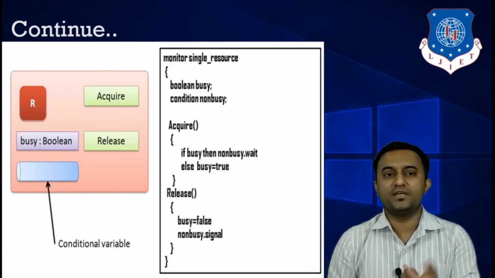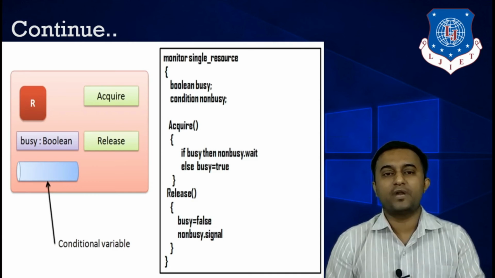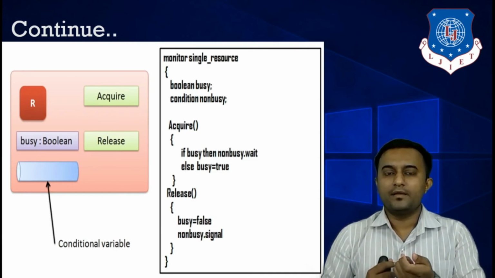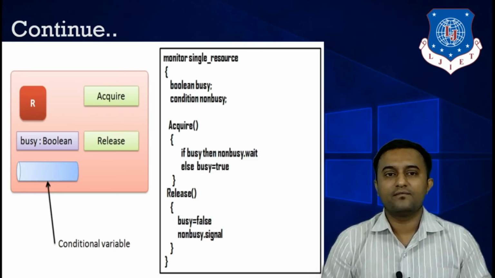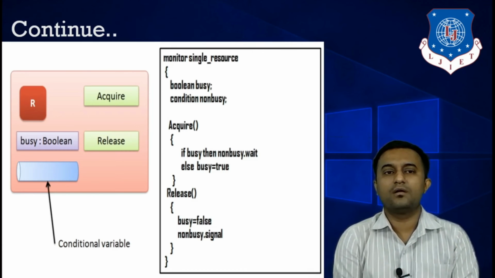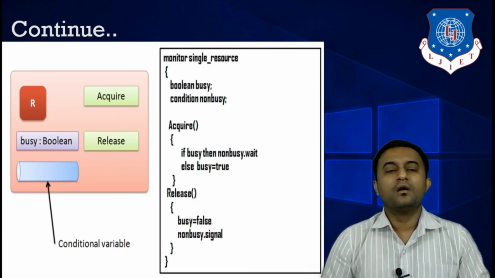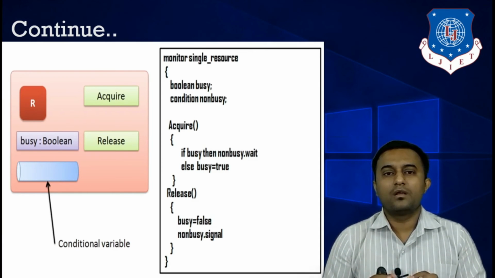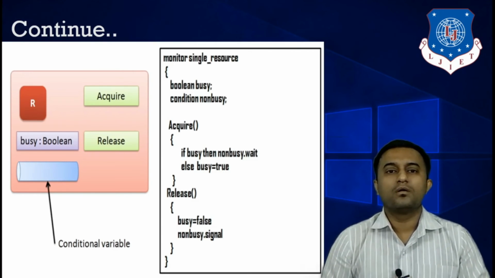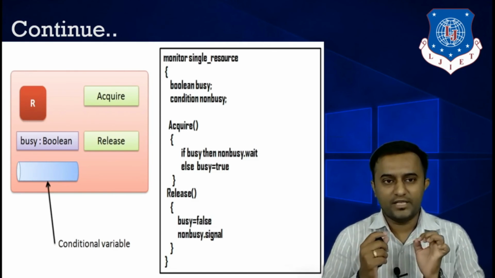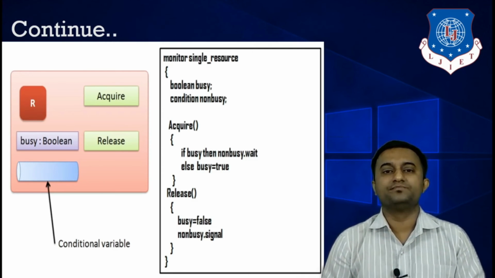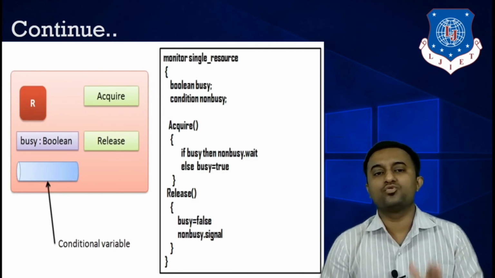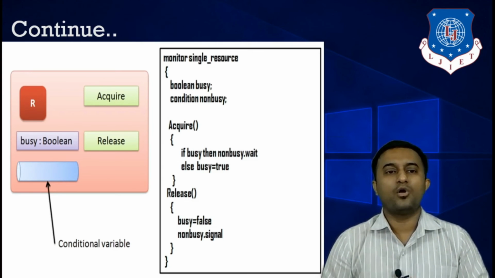Okay. If busy, the initial value of busy is what? False. So right now this condition is not satisfied. Fine. Because it is not busy, it is available. So in that case, the conditional variable needs to be called with the wait operation. So the wait operation would be called, and the process which is waiting is entered into this buffer of the conditional variable.